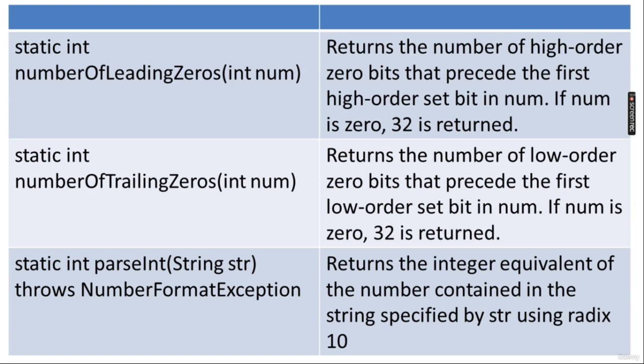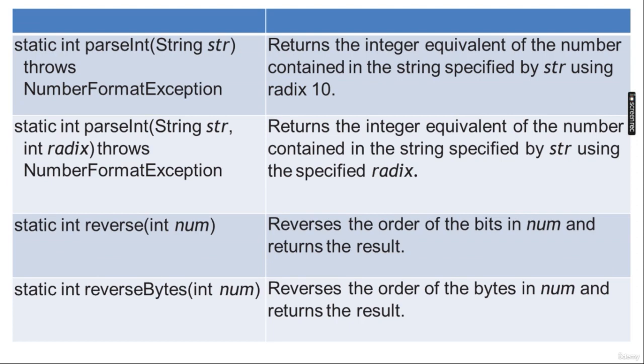Static int numberOfTrailingZeros(int number) returns the number of low order 0 bits that precede the first low order set bit in number. If number is 0, 32 is returned. Static int parseInt(String str) throws NumberFormatException returns the integer equivalent of the number contained in the string specified by str using radix 10.